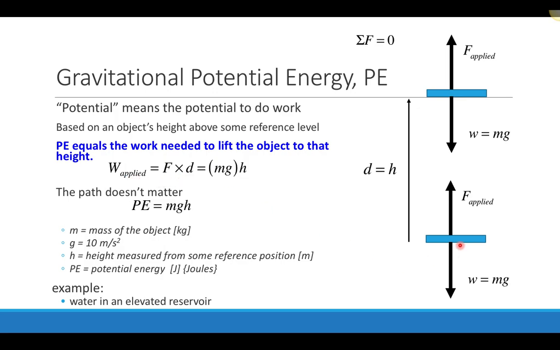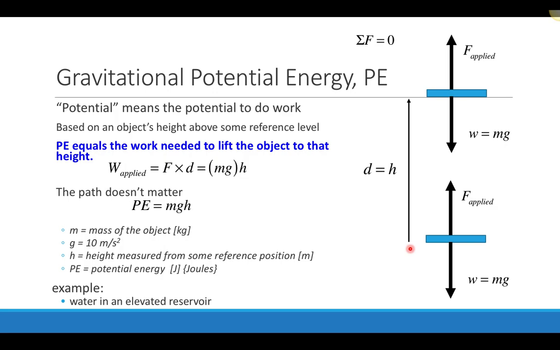If we moved this object at a constant speed, then the net force would have to be 0 because there would be no acceleration. So constant speed implies 0 acceleration, and then according to Newton's second law, F equals ma, the net force would have to be 0. So in order to lift this object at a constant speed, the force applied would have to be exactly equal to the weight of the object. So here, to calculate the work, my force is just the weight of the object.